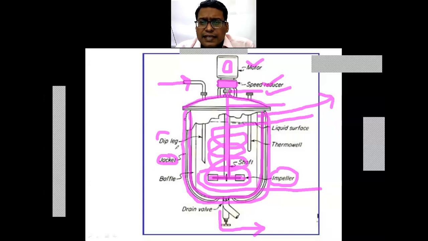Then there are the dip pipes provided, which are used for pressure measurement or the liquid height available in the vessel. Then the baffles will be provided, which reduce the vortex formation. Then the thermo well, which is used for measurement of temperature, a well provided in which you are going to put a thermometer or a temperature measuring sensor. So all these are the basic needs of a pressure vessel.